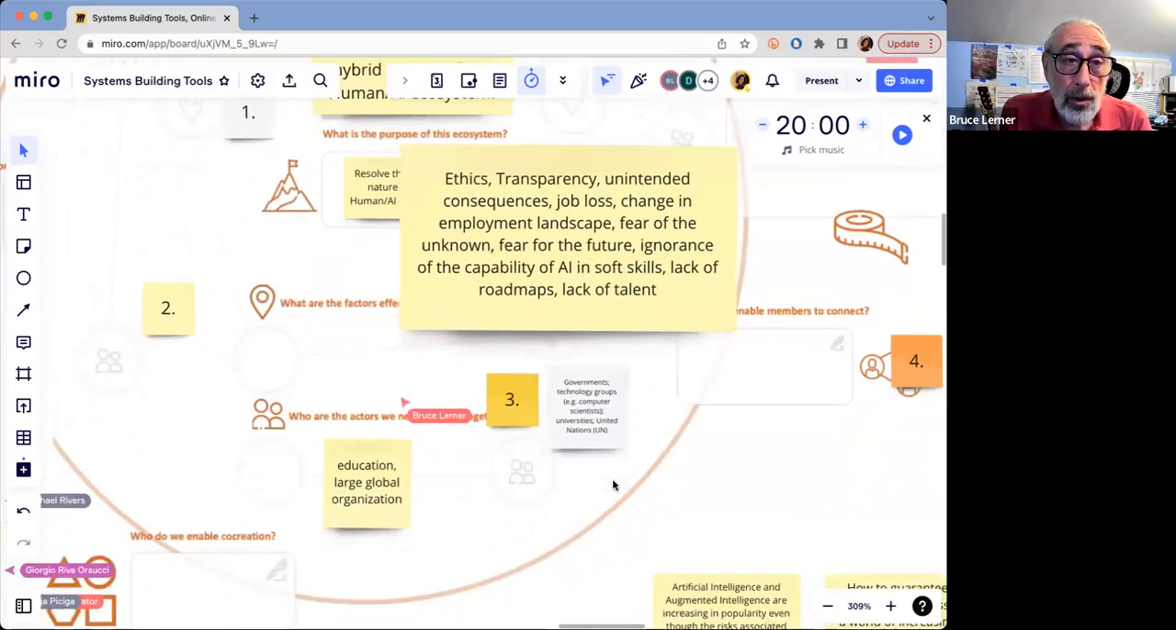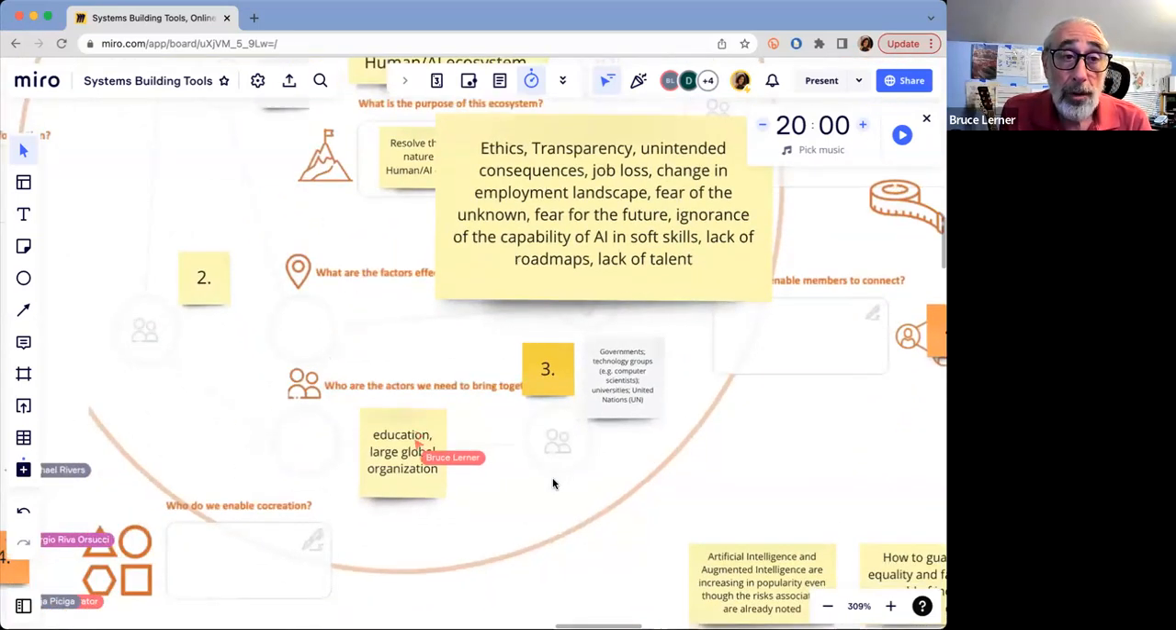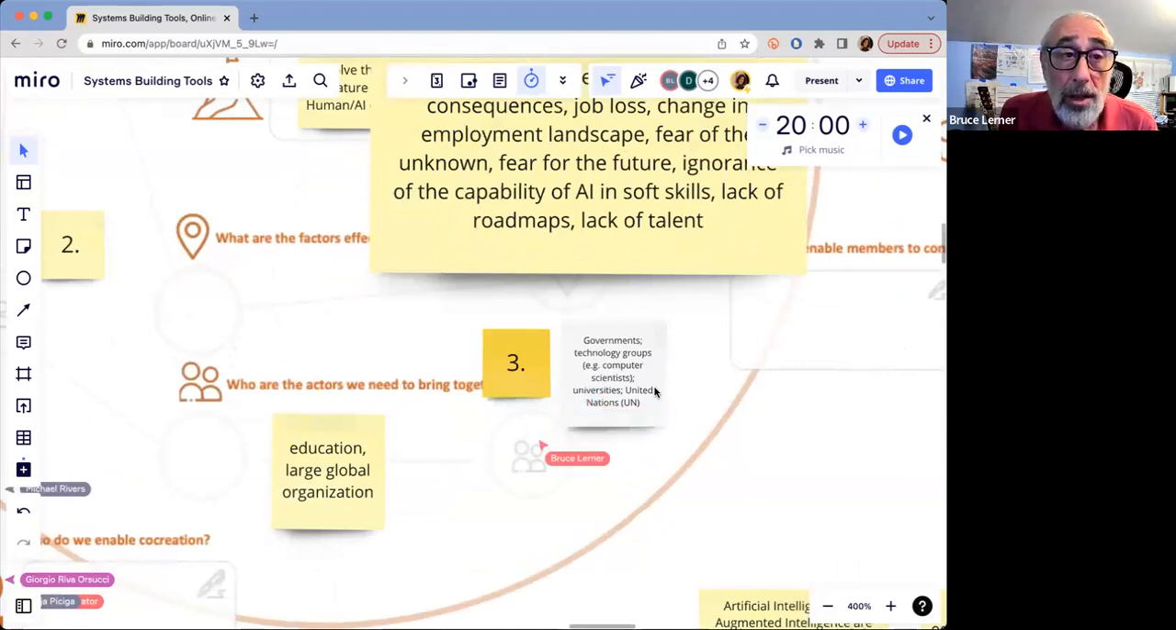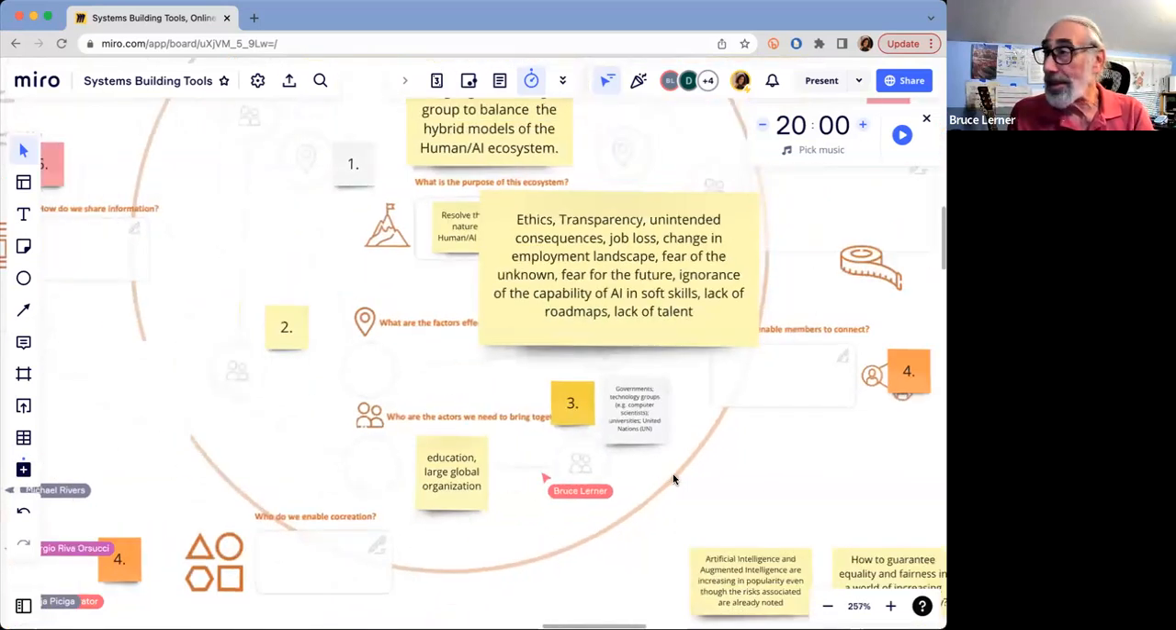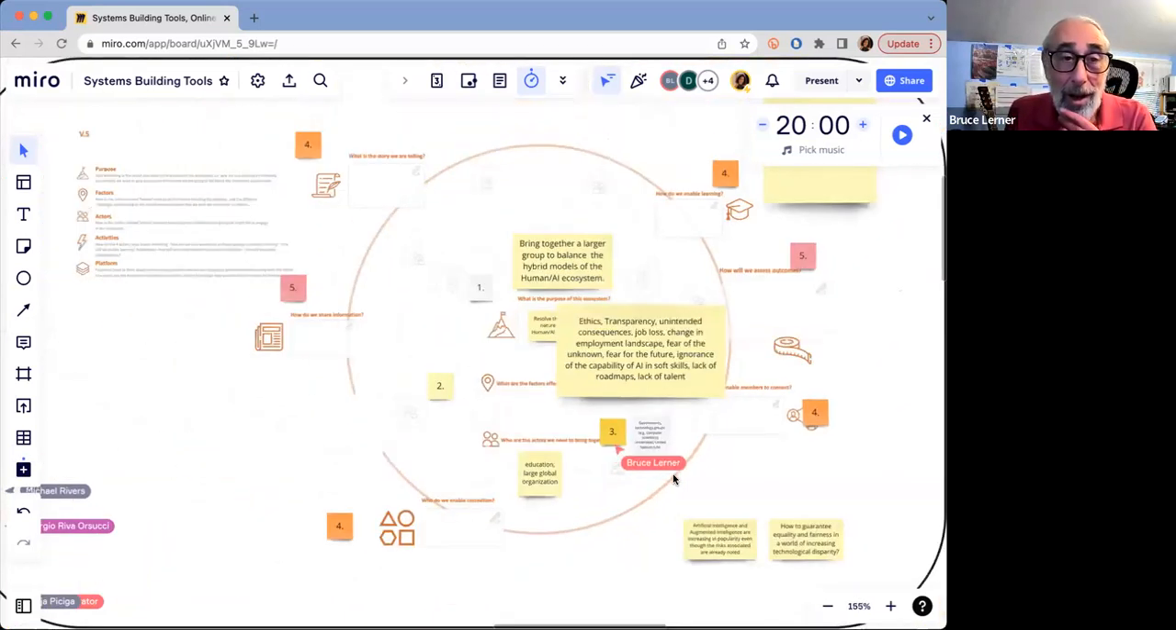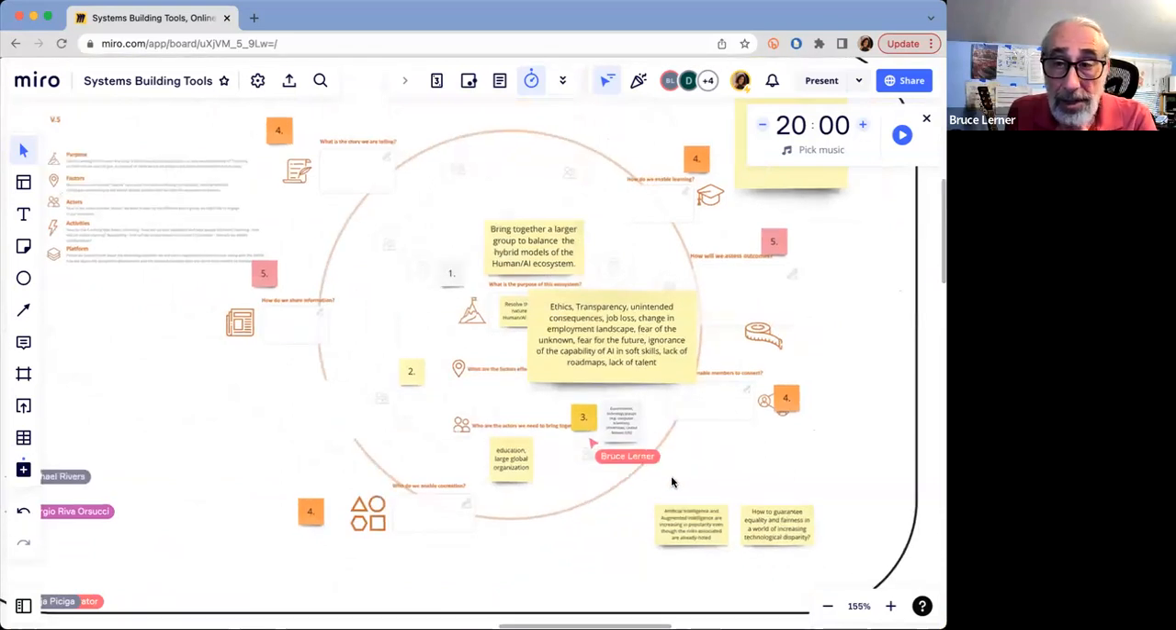And then the groups that we're starting to think about that were needed to be here. We're thinking that there's an educational component to this. We have to bring in large global organizations to help spread this idea and this conversation. Okay, so we need to deal with government groups, technology groups. We have to bring in universities, things like the United Nations. So a couple of us, we didn't consolidate this list into a single sticky. So that was that set of thoughts.